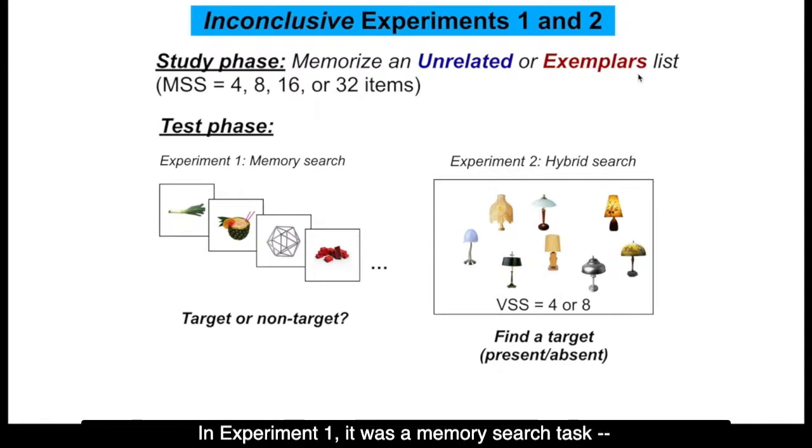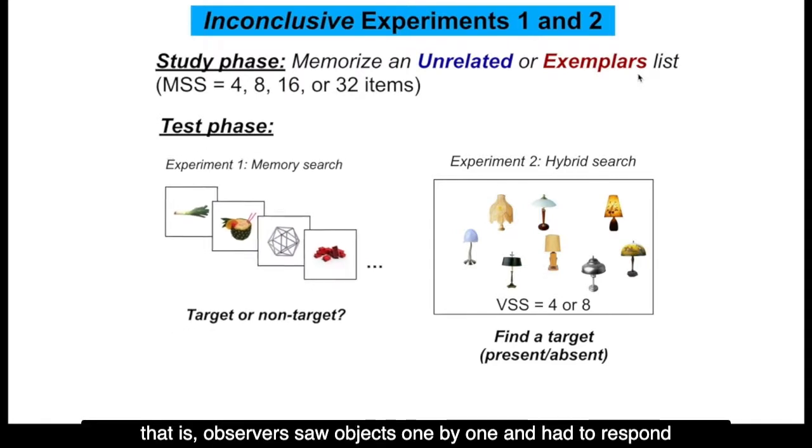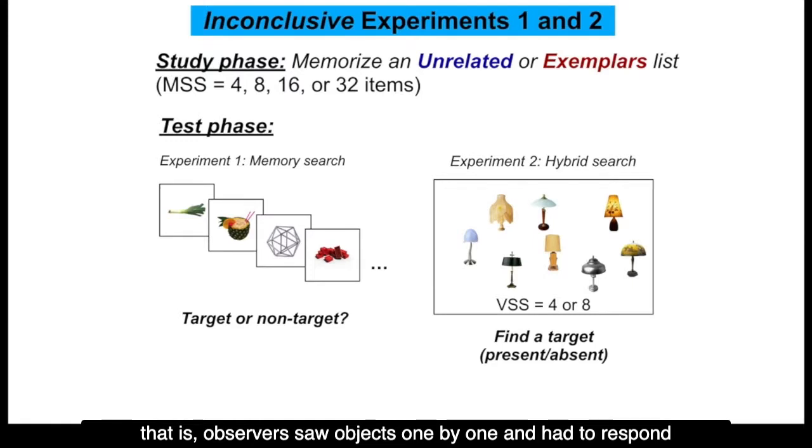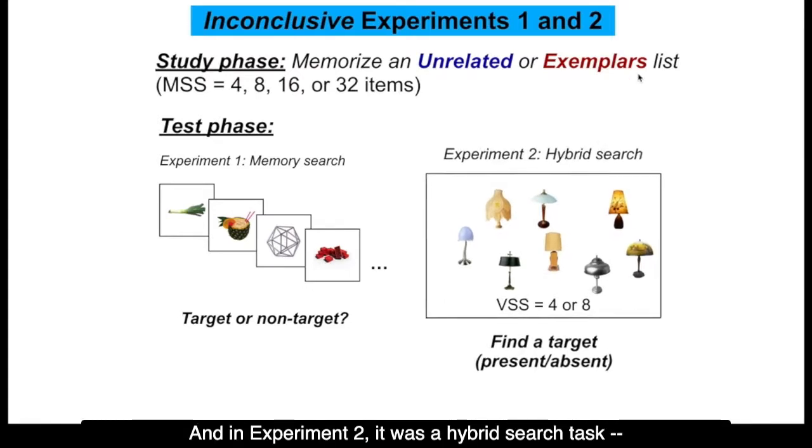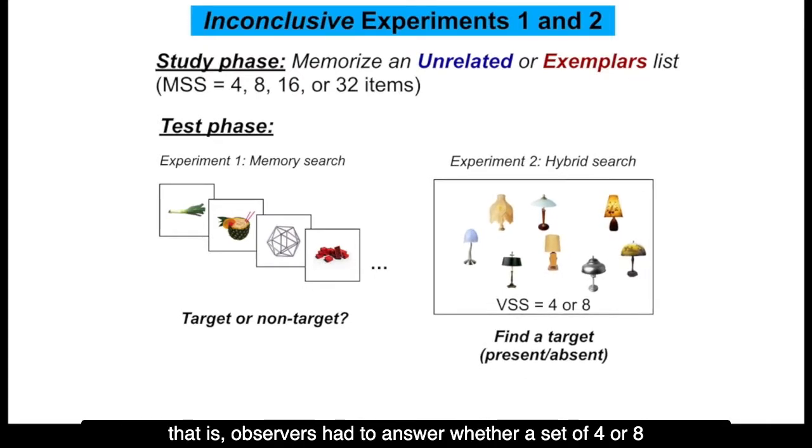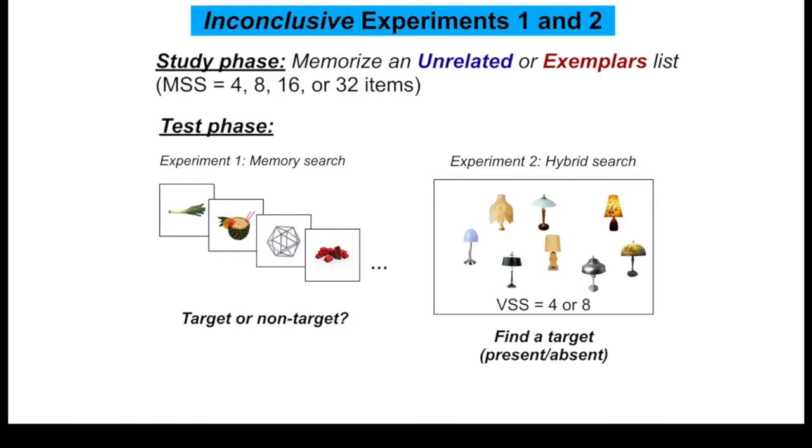In experiment 1, it was the memory search task. That is, observers saw objects one by one and had to respond to each object whether it belonged to the memory set or not. And in experiment 2, it was a hybrid search task. That is, observers had to answer whether a set of 4 or 8 visual objects contained a target from their memory set or not.